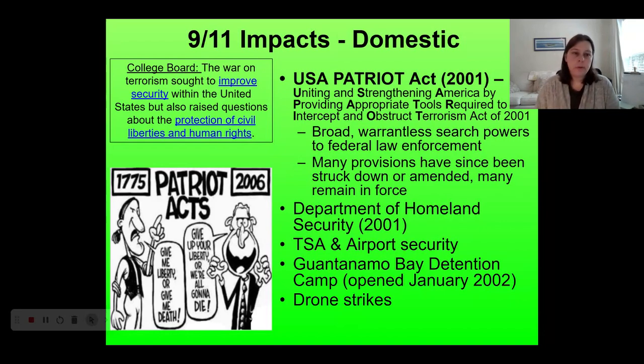Very similar to stuff that we've talked about in previous videos: Lincoln suspending habeas corpus during the Civil War, restriction of freedom of speech during World War I with the Espionage and Sedition Acts, restricting the civil liberties of Japanese Americans with Japanese internment during World War II, right? This stuff falls into the same boat of this debate between security and civil liberties.